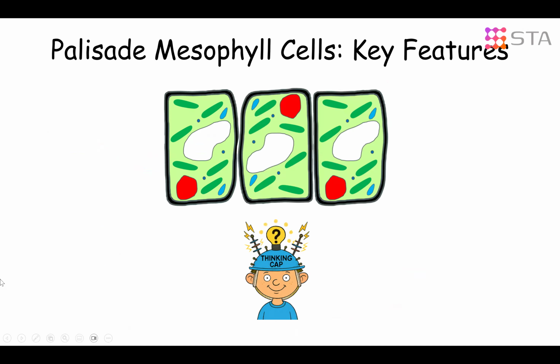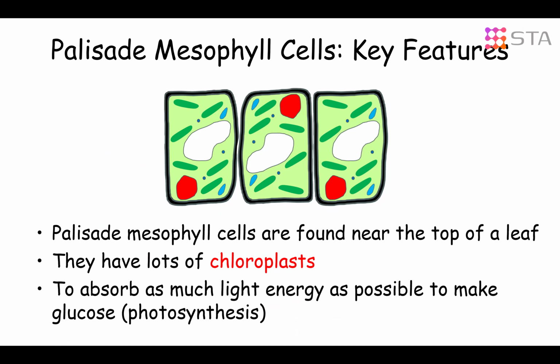The next one is also found in plants, palisade mesophyll cells. Just have a think for a moment. Where would these be and what have they got a lot of? Have a look at them very, very carefully. Okay, let's have a little discussion about palisade mesophyll cells. Okay, they are found in leaves. They are actually found near the top of a leaf. More on that later. As you can see, they have a lot of chloroplasts.